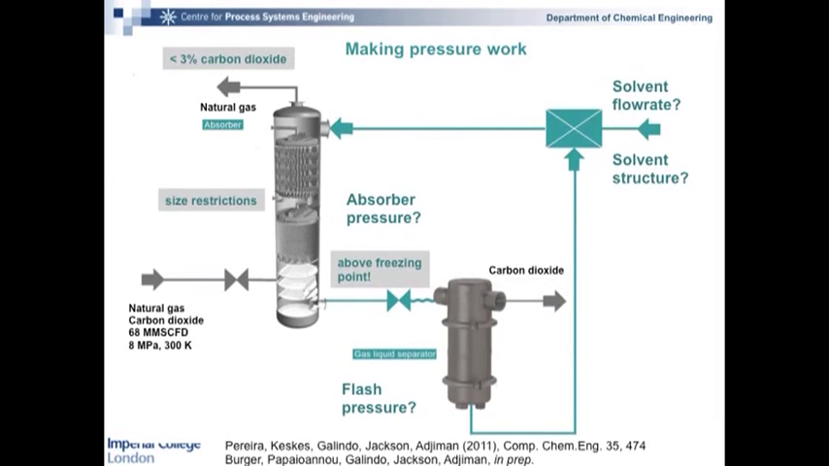Okay, so we have some constraints, of course, on designing this process. We'd like to have less than 3% carbon dioxide, for example, in the natural gas. We have size restrictions on our absorber. We want to make sure that all of the solvent is above its freezing point, so the temperature never becomes too low, so that it can keep flowing through the pipes. Okay, and so this constrains what we can do.